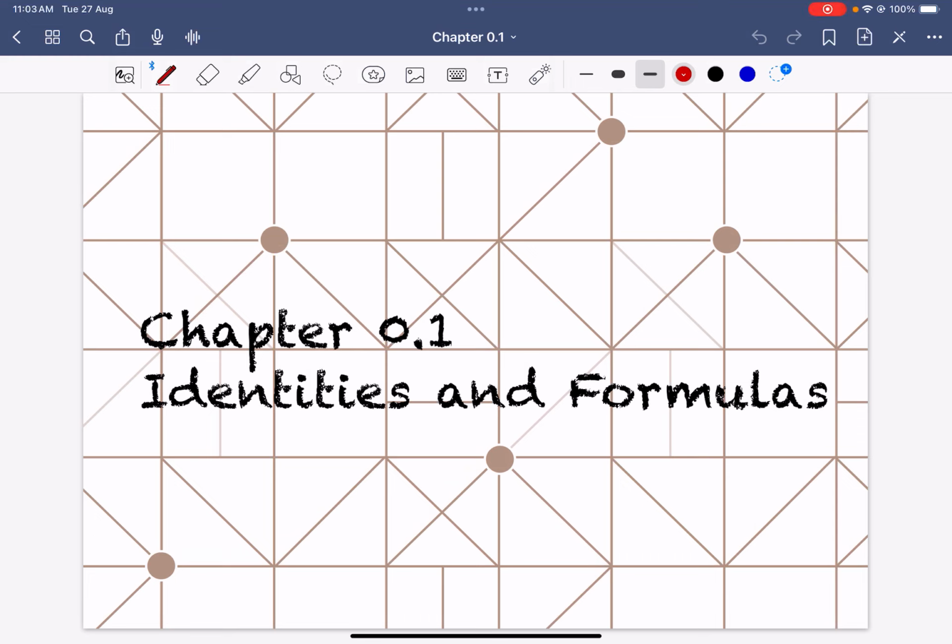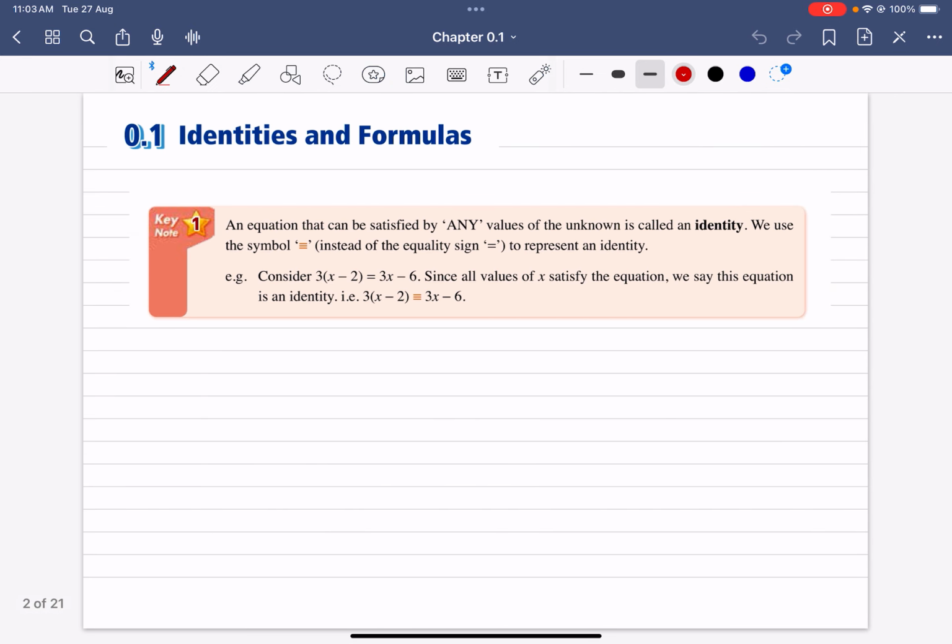Let's start with chapter 0.1. It is about identities and formulas. First of all, we have to know what an identity is. If you see a symbol like this, not just two lines, this means that the left hand side and right hand side expression is an identity. That means that no matter what x is, the left hand side and the right hand side are always equal. So this is called an identity.